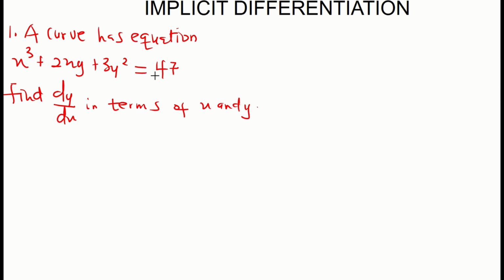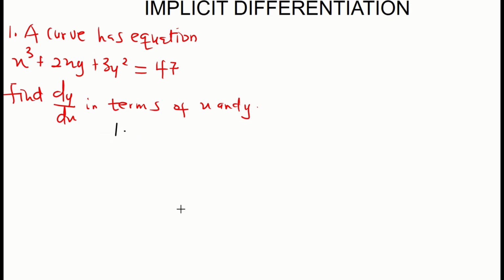So in this section, let's look at this question. We're still on implicit differentiation. Number one says that a curve has an equation x cubed plus 2xy plus 3y squared equals 47. You have to find dy/dx in terms of x and y. And let's see how we solve this.